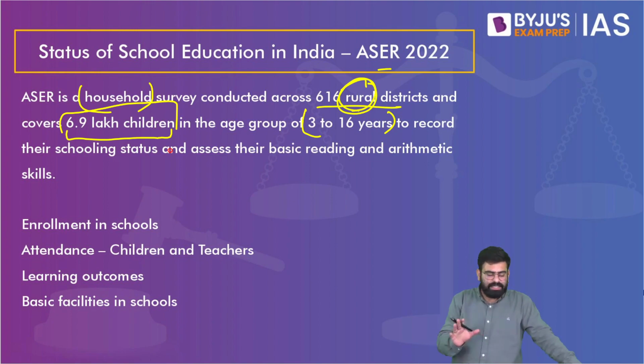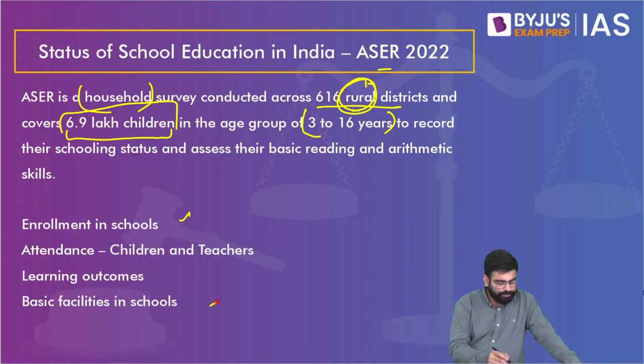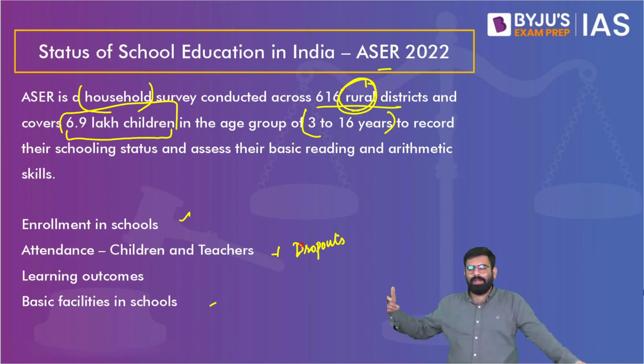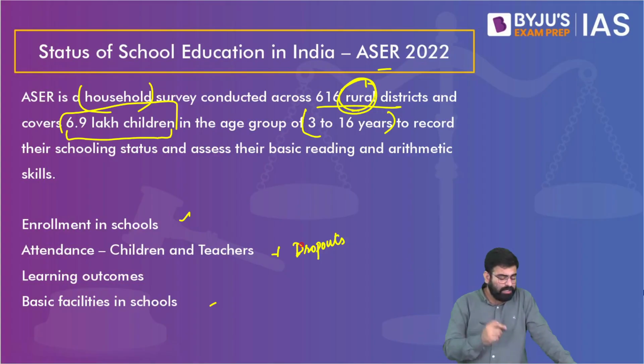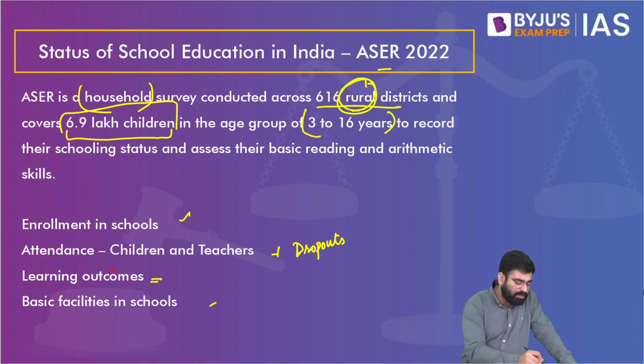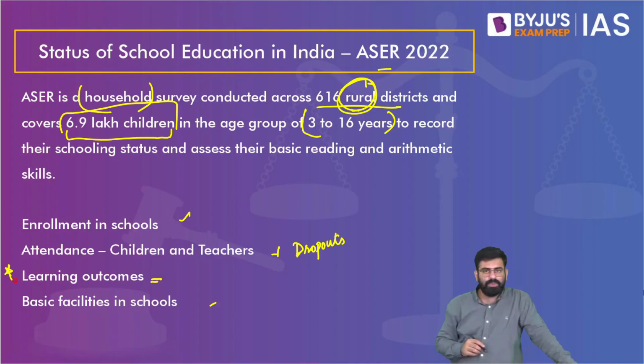And it basically looks into the levels of enrollment in schools, the attendance of both students and teachers. Then it looks at dropouts. How many children are there who are dropping out of school and at what stage? And what can be the reasons for these dropouts? And it also talks about learning outcomes, which is going to be important, because this is again one of the objectives in your National Education Policy.